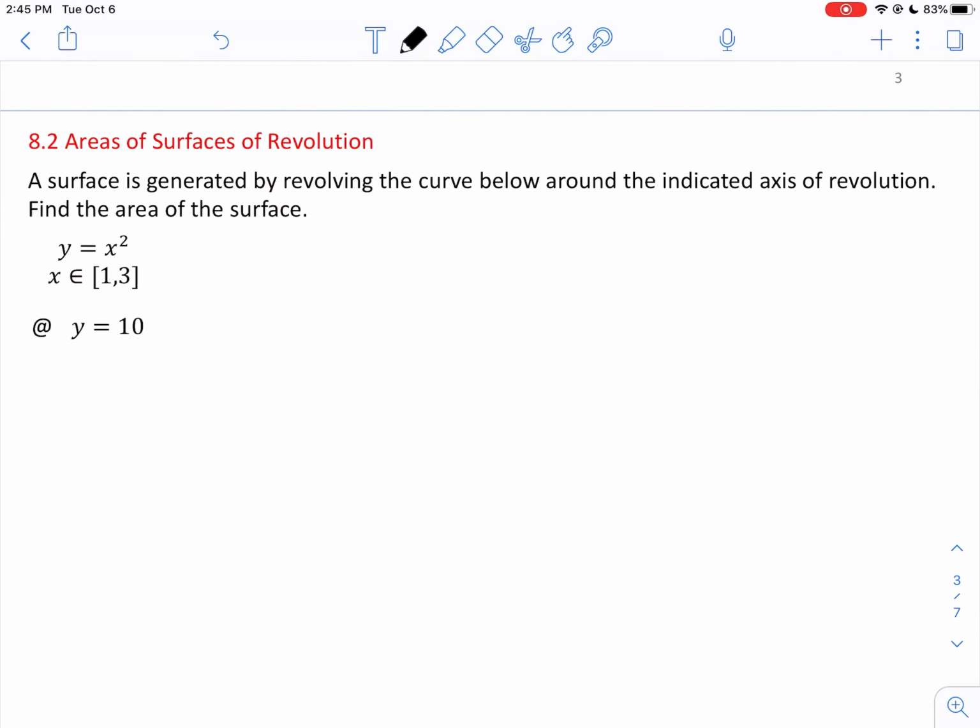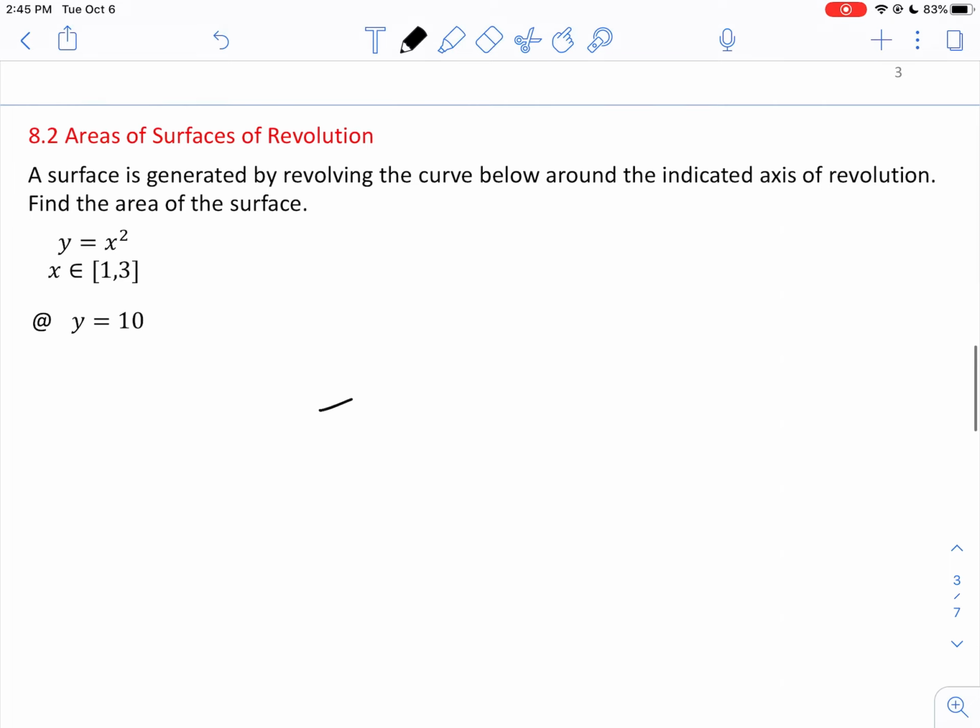Okay, let's do another one. This time we're revolving around an axis that's above. So we're going to have our curve. What's that y-coordinate right there? Just curious. If you plugged in 3 into this function right here, you would get 9. So y equals 10 is clearly above this entire curve. And this is what we're revolving around this time.